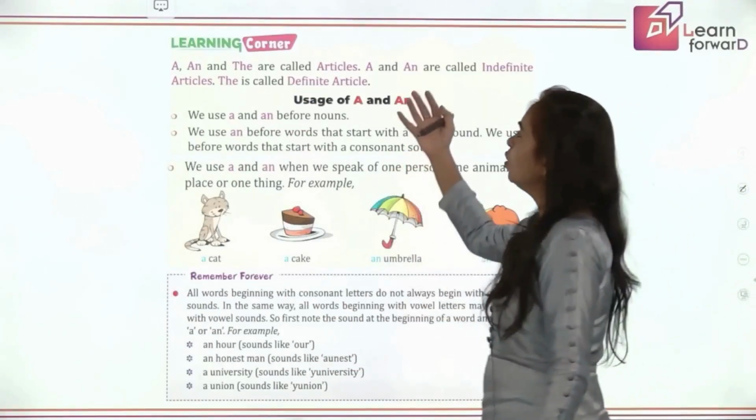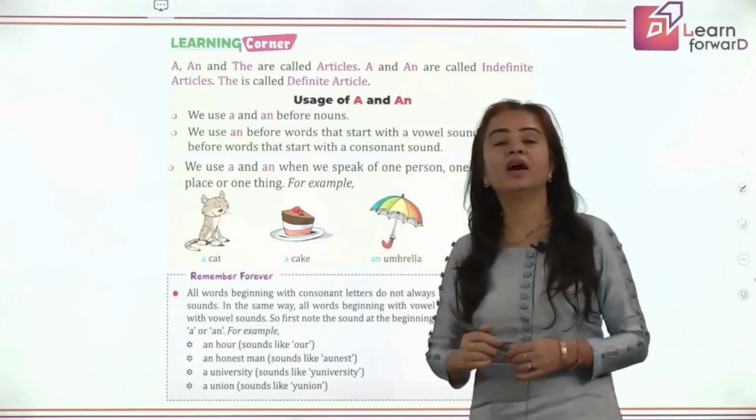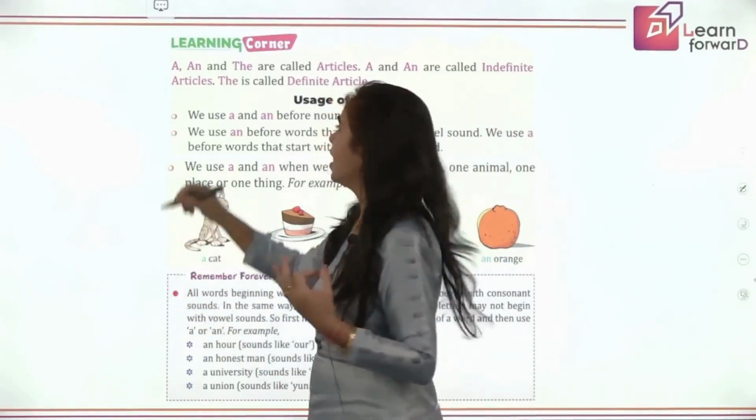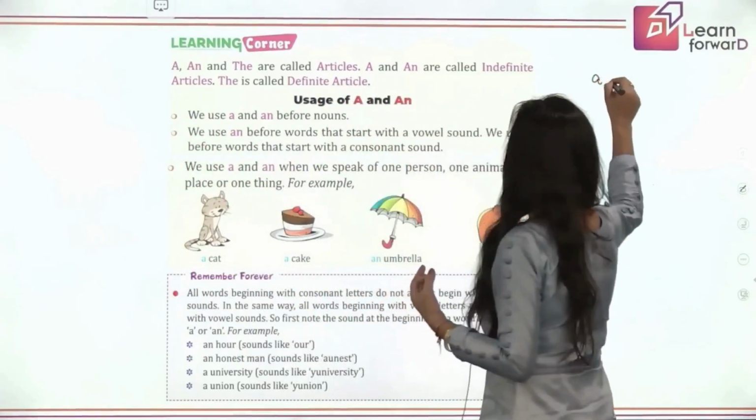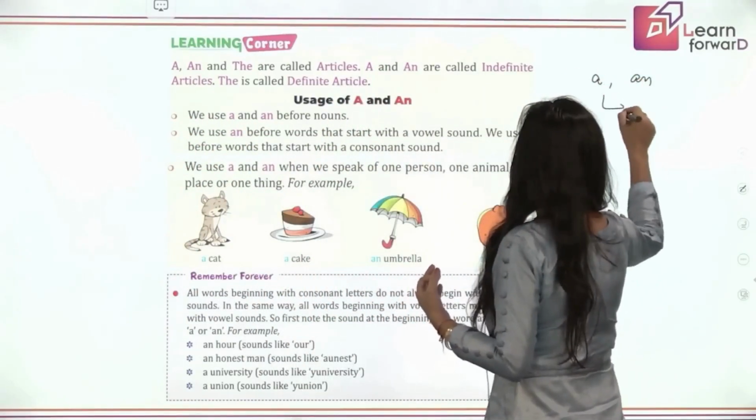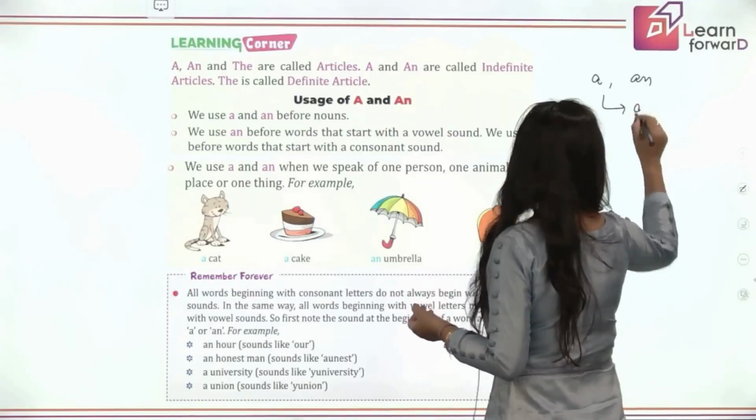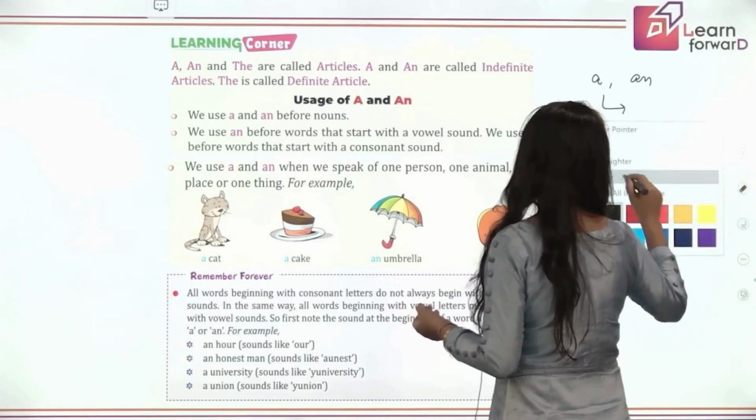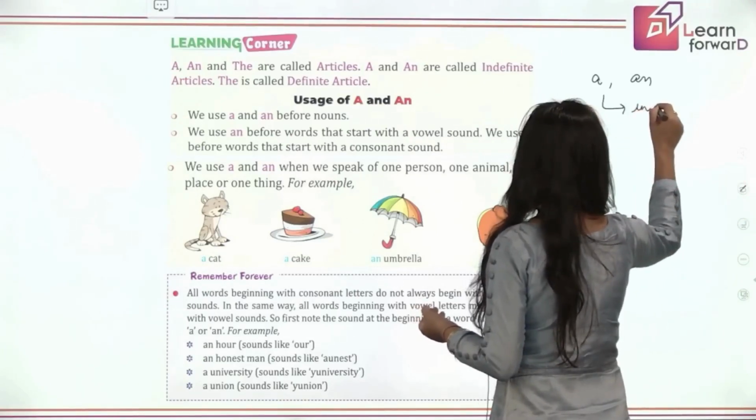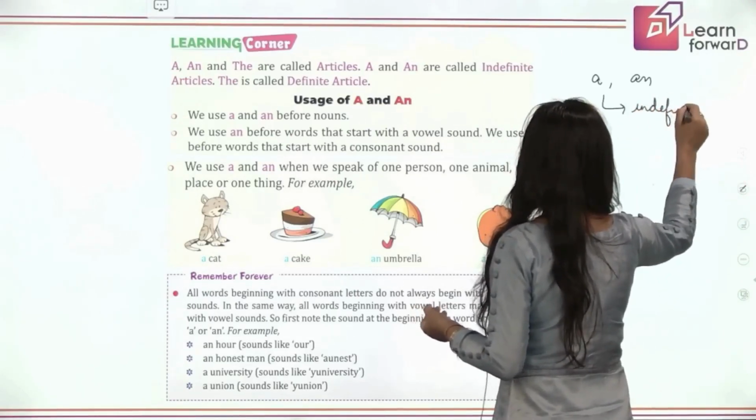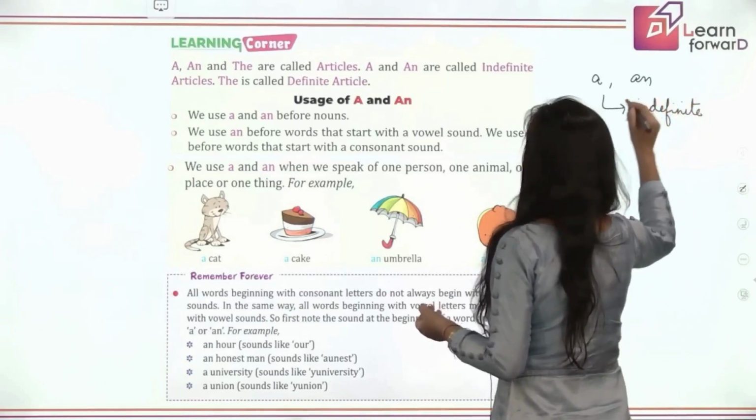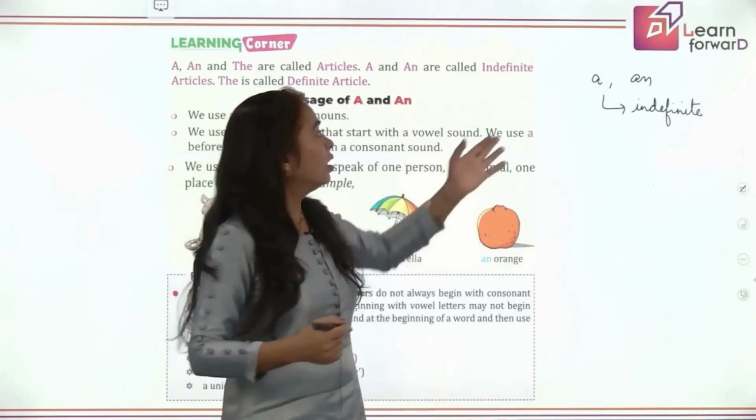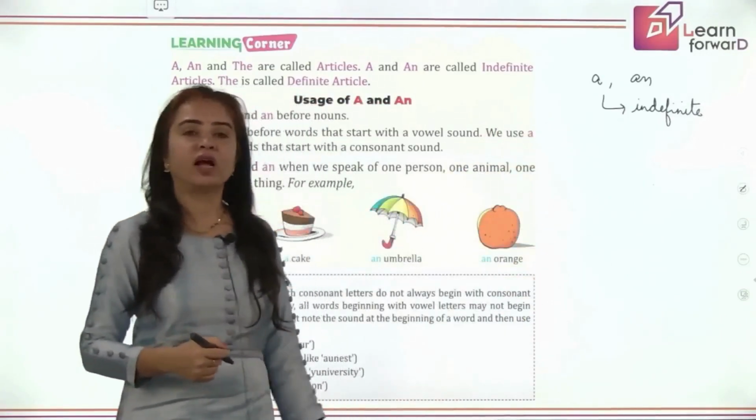Yes. So what about a, an and the? These are the 3 articles. Out of these articles, a and an are called indefinite articles. What are they called? Indefinite articles. Why do we call them indefinite? Definite means sure, particular, and indefinite means not sure, not particular. So a and an are called indefinite articles.